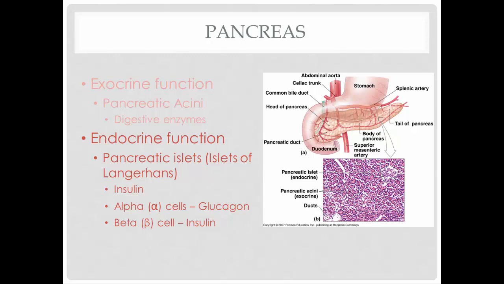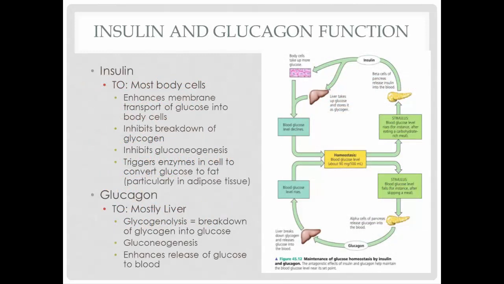These cells are in charge of producing insulin and glucagon, so the alpha cells within those islets of Langerhans, the pancreatic islet cells, produce glucagon, the beta cells produce insulin. Now, insulin has a target organ of most cells of the body. The idea of insulin is to lower your blood glucose levels because it enhances the transport of glucose into body cells. It also inhibits the breakdown of glycogen.